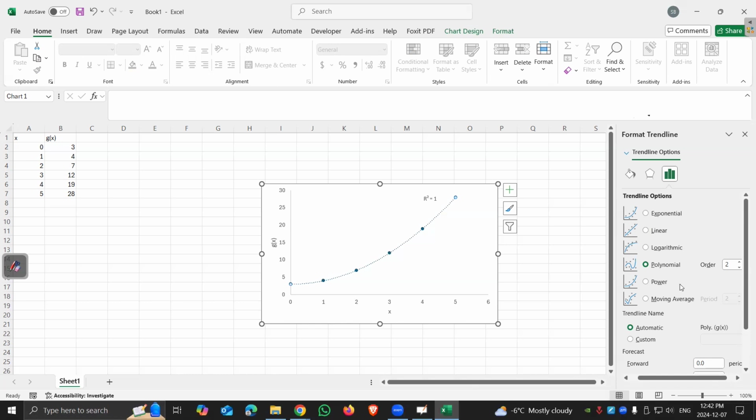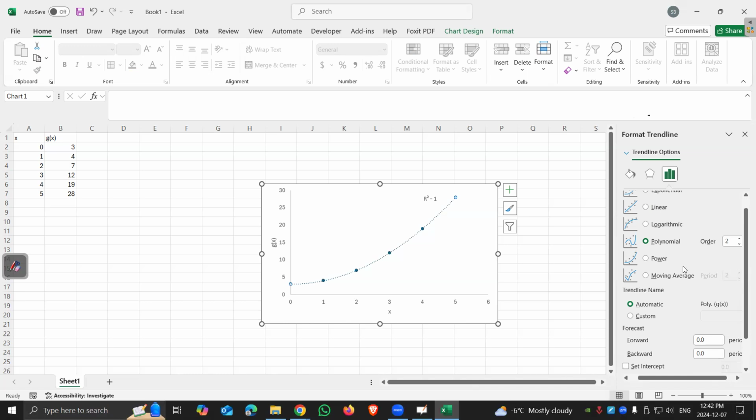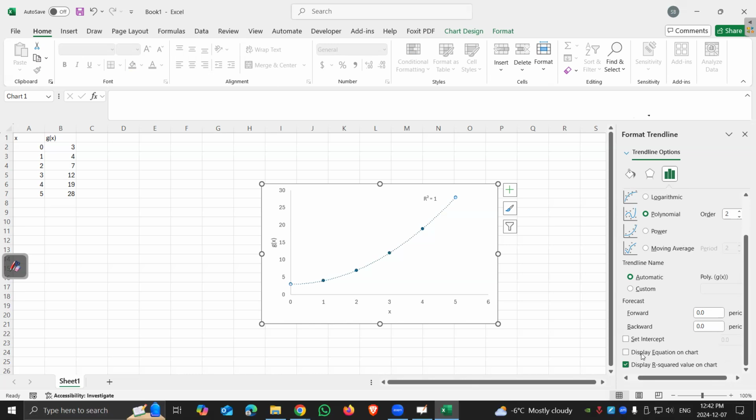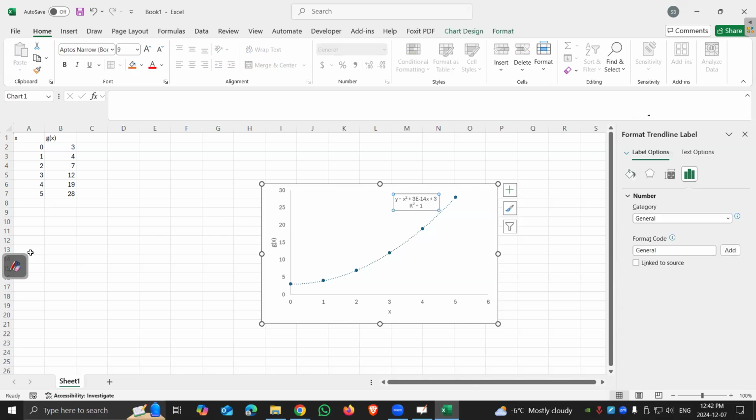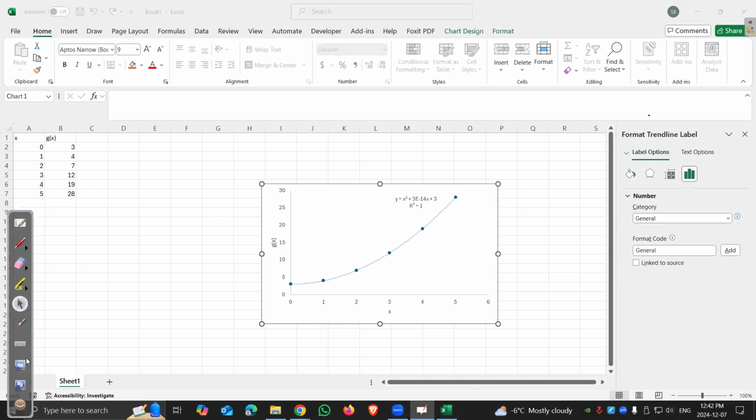But the question asked us for the equation. What is the equation? Well, it's very simple. Scroll down here a little bit, and you'll see that there's an option called display equation on chart. So that's going to be our equation. I'll show you exactly what all of that means.